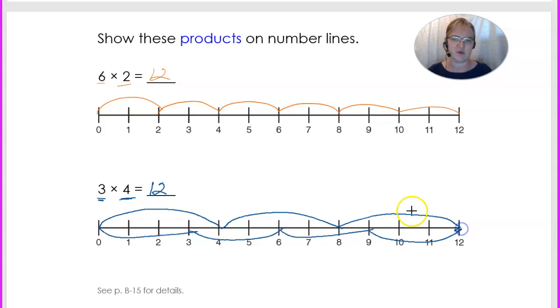And yes, we do. Just a little note, we call that the commutative property of multiplication. It doesn't matter which order we do it in. We can do 3 times 4 or 4 times 3, and it will still give us the same answer each time.